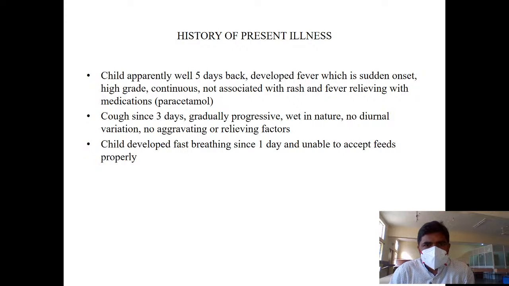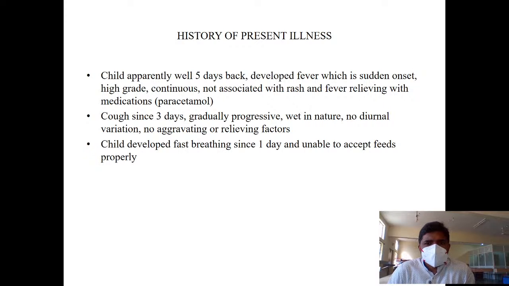So the child was apparently well 5 days back, developed fever which was sudden in onset, high grade, continuous, and not associated with rash, and the fever is relieving with medication, that is paracetamol. Cough since 3 days, gradually progressive, wet in nature, no diurnal variation, no aggravating or relieving factors. And the child developed fast breathing since 1 day and is unable to accept feeds properly.